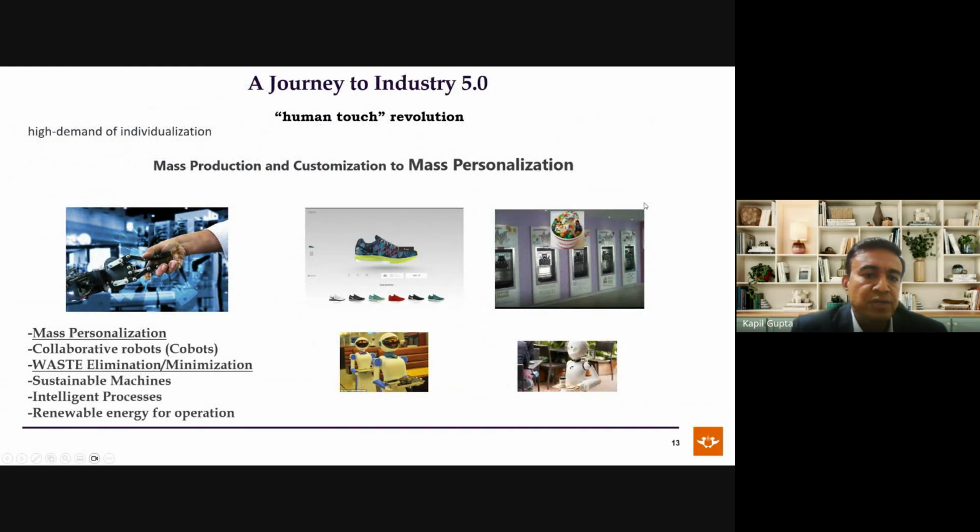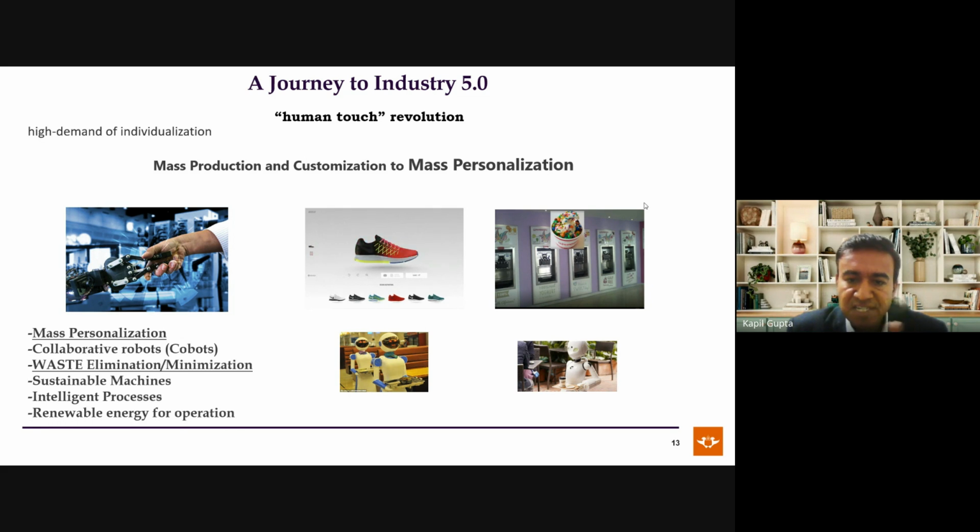I would also like to take you on a journey to Industry 5.0. Although we are in the era of the fourth industrial revolution, we have still started believing that we are moving towards Industry 5.0, where the major focus is on mass production and customization to mass personalization, a human touch revolution. So here, mass personalization is very important. Collaborative robots are in focus, and waste elimination and minimization, and another very important thing is sustainable machines, with renewable energy options for running these 3D printer types of tools.